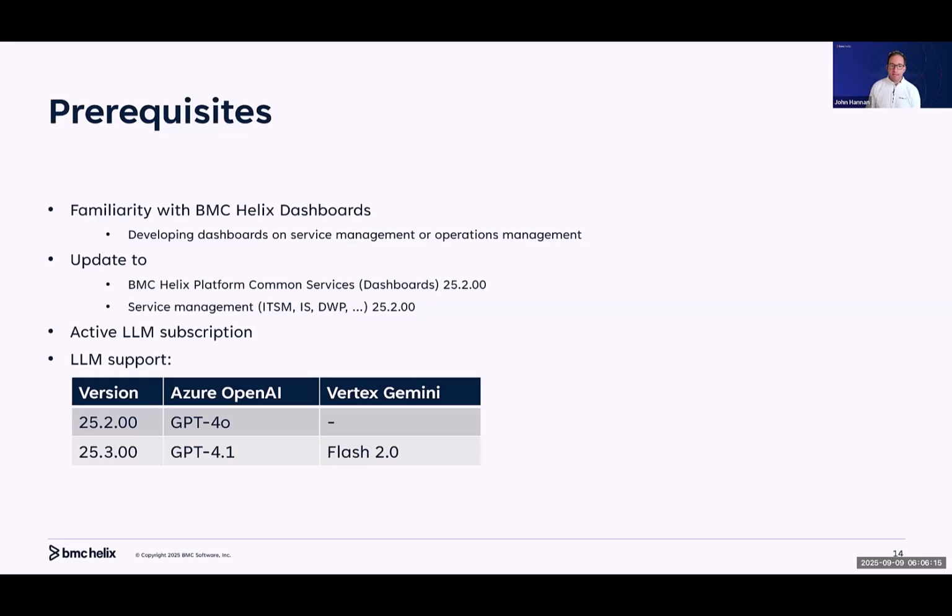Third, you need an active LLM subscription. On 25.2, we support Azure OpenAI GPT 4.0. With 25.3, we add Azure OpenAI GPT 4.1, and we also introduce Vertex Gemini Flash 2.0. Practically, that means better response quality, faster interactions, and the flexibility to align with your organization's AI strategy.